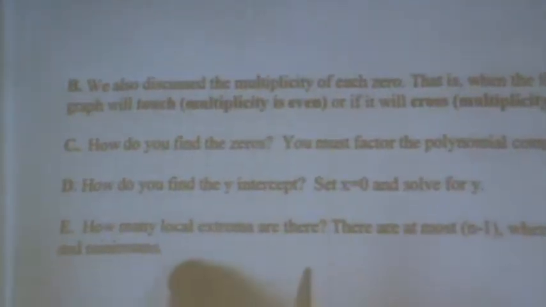So, how do you find the zeros? You have to factor your polynomial completely. How do you find the y-intercept? You plug 0 in for x and solve for y. And how many bumps are there going to be? Local extrema. There's at most 1 less than the degree of the whole problem. So here we go.